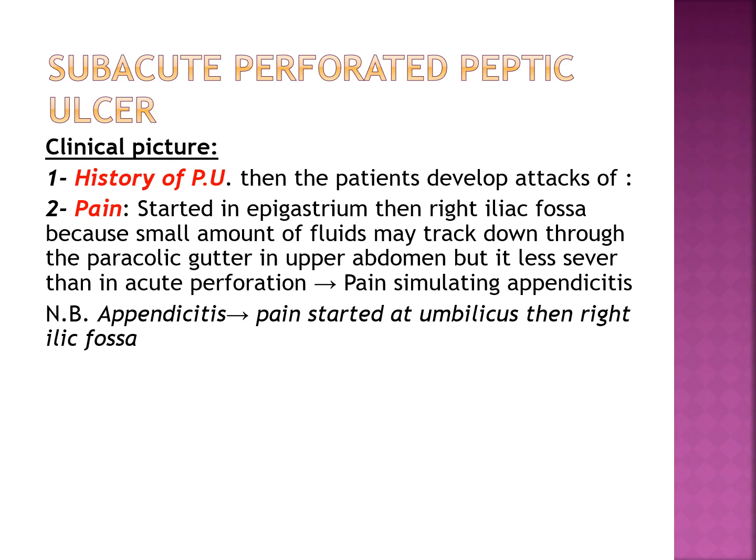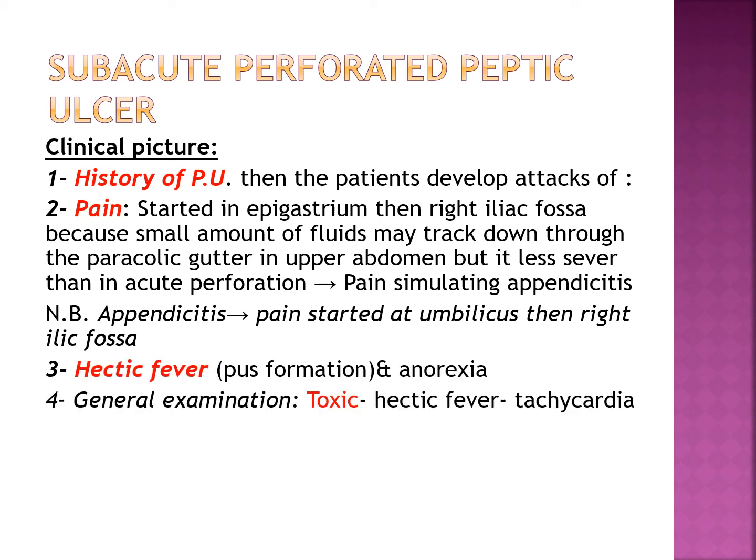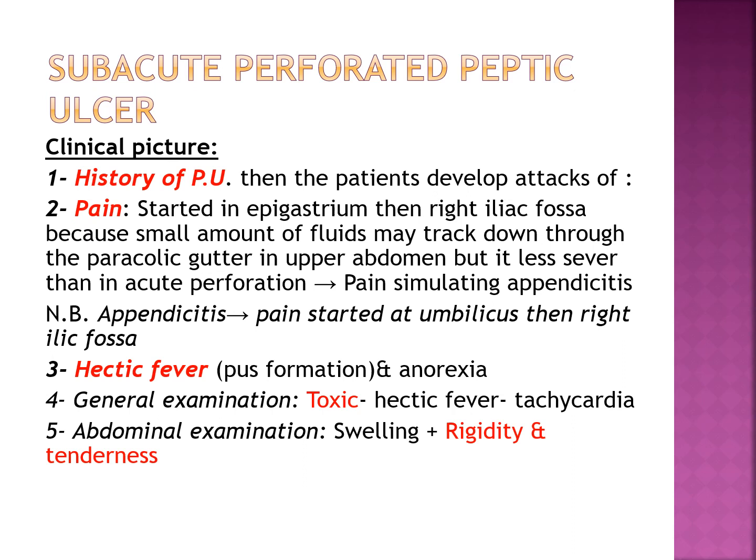There is of course hectic fever. All of the other presentations of subphrenic abscess, including hectic fever, toxic facies, and in abdominal examination there is rigidity and tenderness, usually localized to the right hemi-abdomen because of the presence of the abscess.